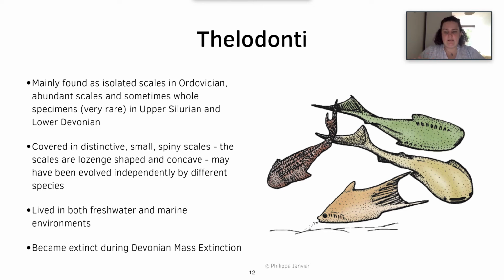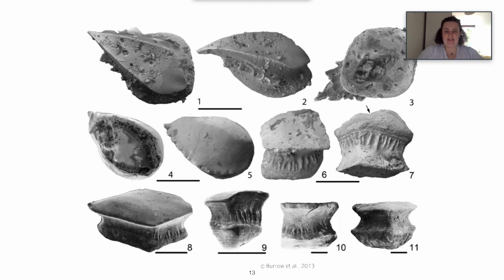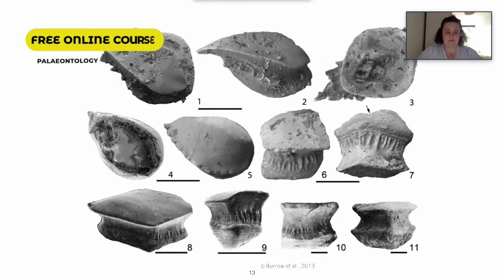And these scales might have evolved independently in different species. It's known that they lived in both freshwater and marine environments, and they became extinct during the Devonian mass extinction. Quite a lot of organisms. So here are the examples. These are from upper Silurian aged rock. As you can see, most of them are lozenge shaped, and they would have been concave.